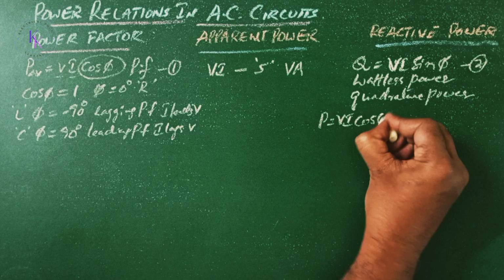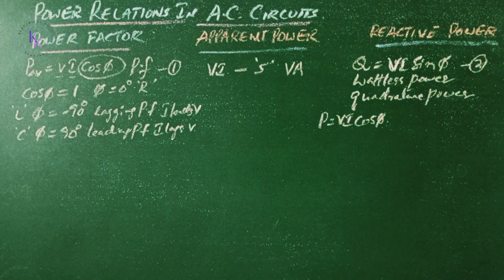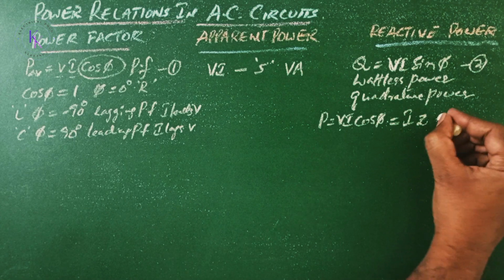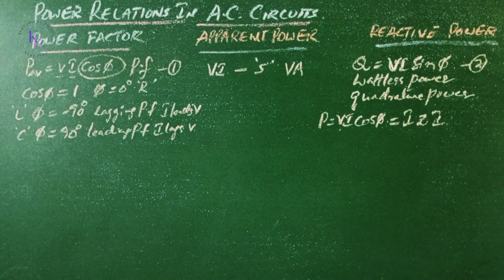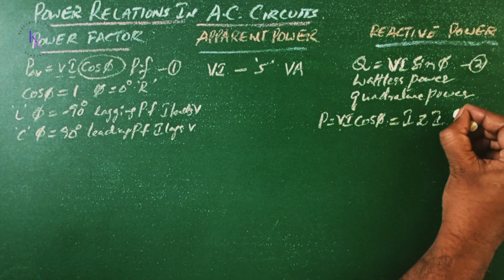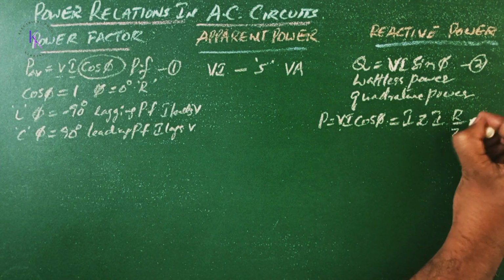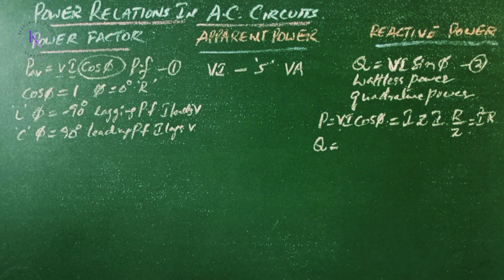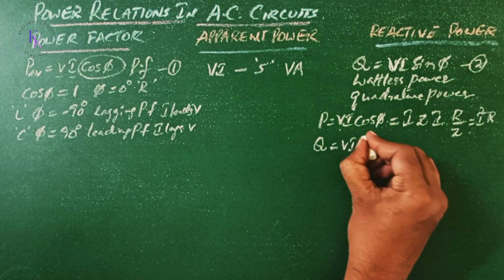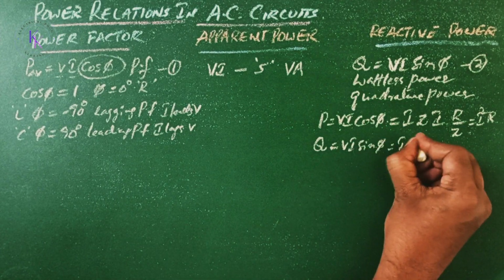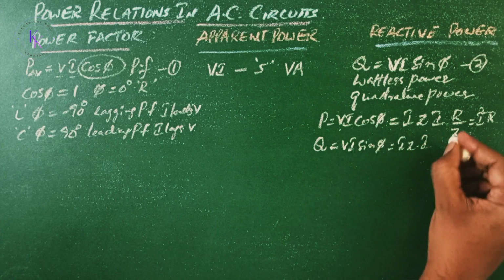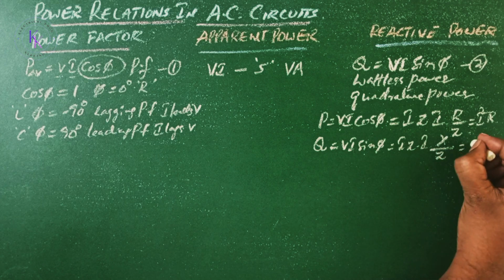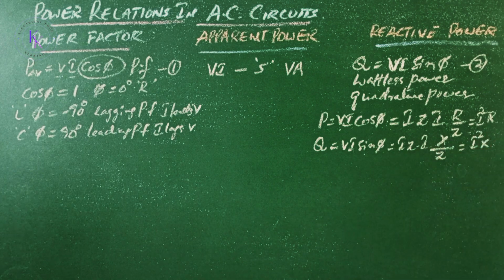P equals VI cos phi, which equals, we can represent V with IZ, where Z is the impedance, multiplied by I, and cos phi is nothing but R by Z, which equals I squared R. Similarly, quadrature power Q, or wattless power or reactive power, is given by VI sin phi, that is IZ is the voltage and I is the current, and sin phi is represented by the reactance divided by the impedance. Then we get I squared X.